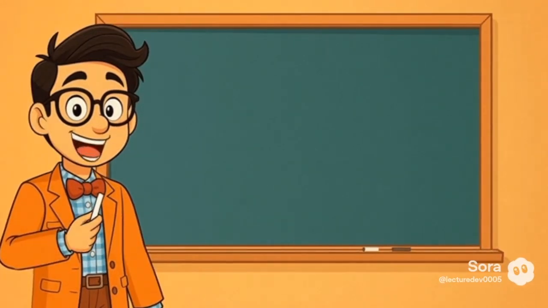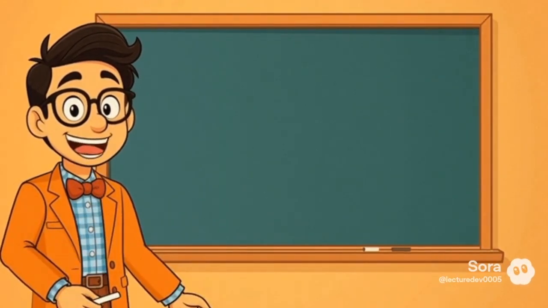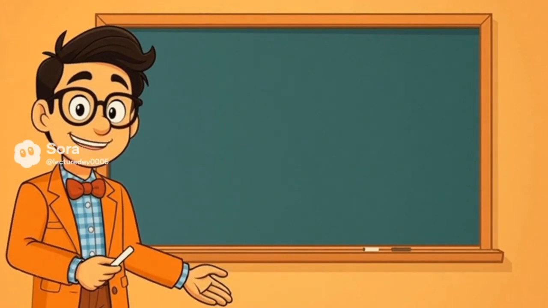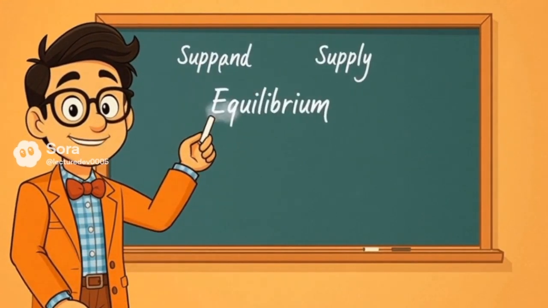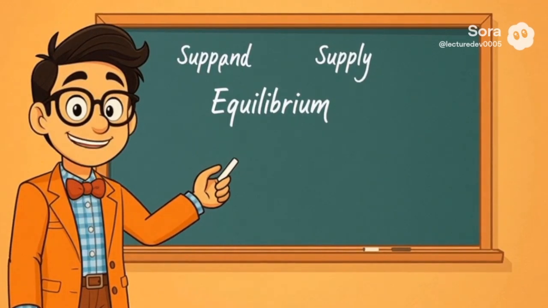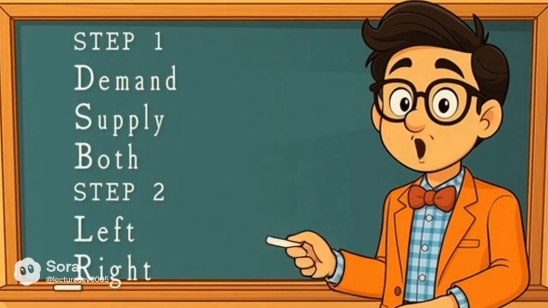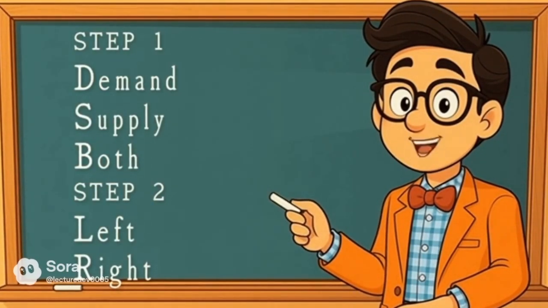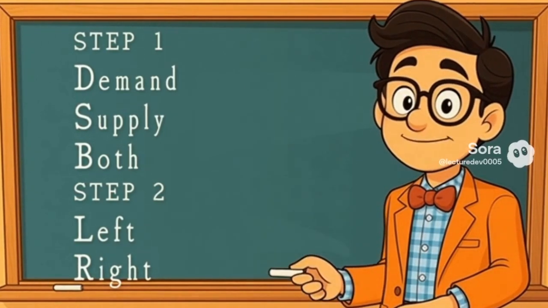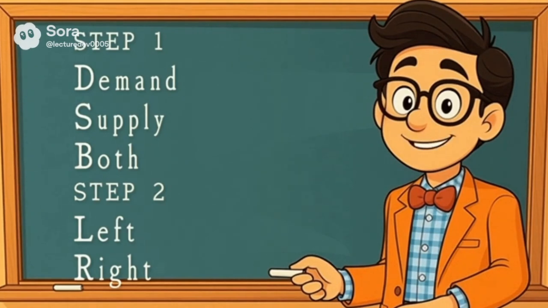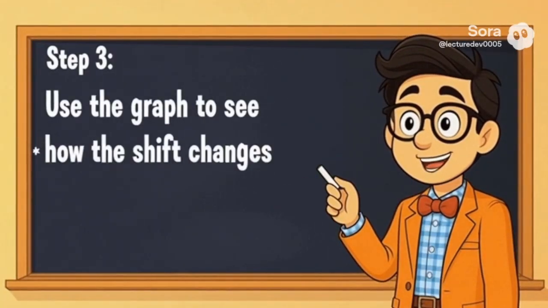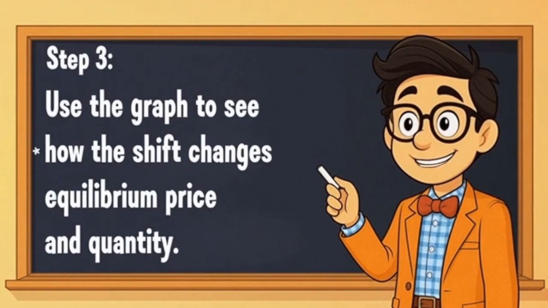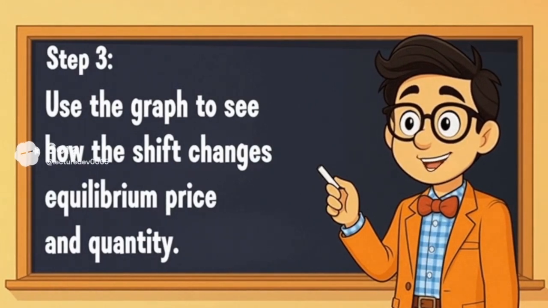Now let's talk about how changes in demand or supply affect equilibrium. Economists analyze this in a few clear steps, and you'll use these often. Step 1. Decide which curve is affected, demand, supply, or both. Step 2. Determine the direction of the shift. Does it move left or right? Step 3. Use the graph to see how the shift changes equilibrium price and quantity. The new intersection shows the new market equilibrium.